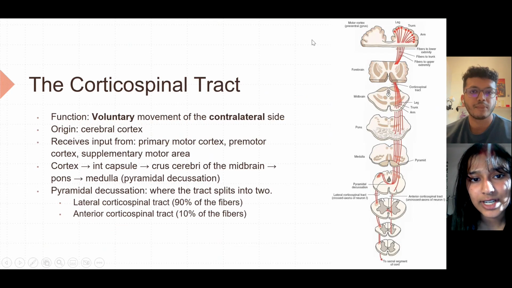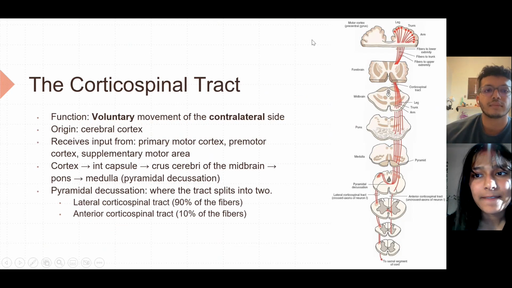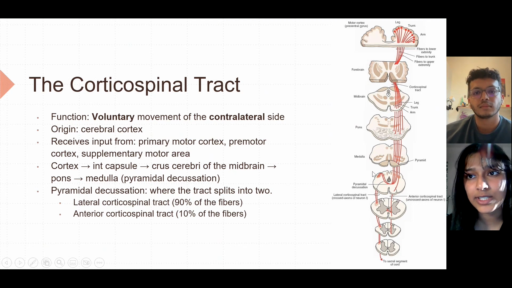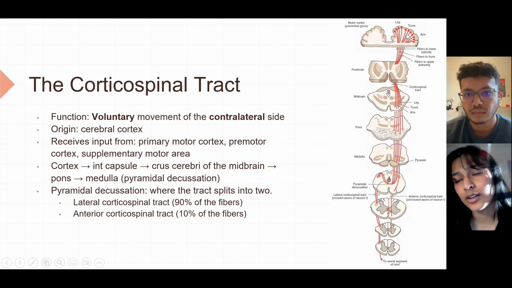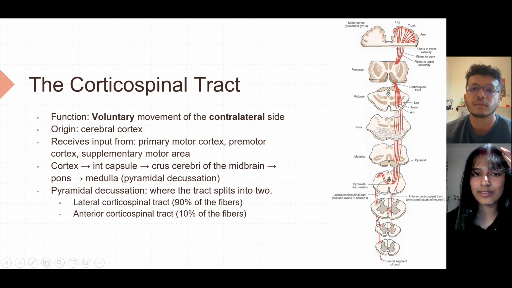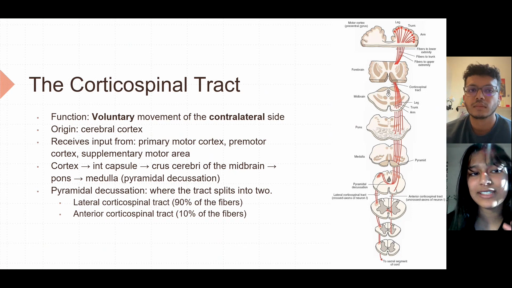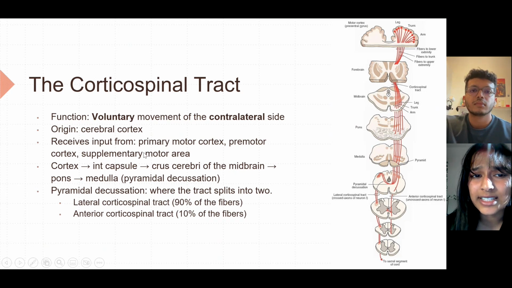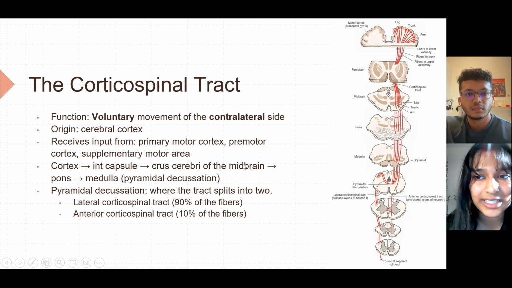So the corticospinal tract. What is the function? Voluntary movement. And remember, it's on the opposite side. You can see that in the diagram here. Although it starts off on the right, it ends up in the left. So the control is on the opposite side. You receive input from the primary motor cortex, premotor cortex, and the supplementary area. And then this is the pathway. You just got to memorize it.